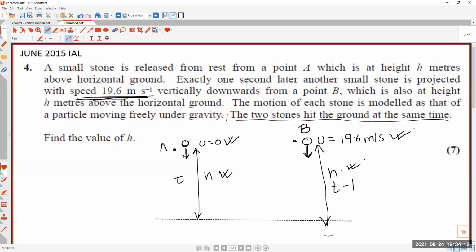Yes, yes. Okay, now they both reach the ground at the same time, but one of the stones was released 1 second later. So if A took t seconds, B will take t minus 1 seconds, one second less, because they both reached the ground at the same time, though one of them was released 1 second later. Clear? Okay, what will the acceleration be? 9.81, 9.8, my bad. It will be 9.8.